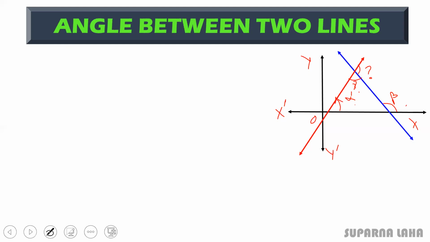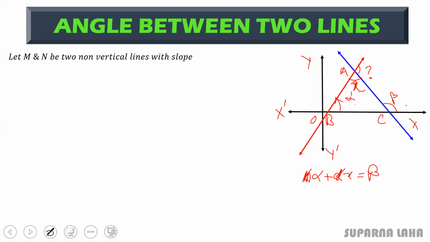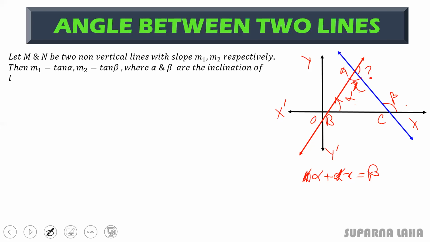If we take this angle as x, then according to the property of a triangle, you can write that angle alpha plus angle x equals this angle beta. Right, alpha plus x equals beta. So we will use this property of triangle and find the value of x. Here I am taking these two lines M and N. Definitely they are non-vertical lines. The slopes are given as m1, m2, that is, m1 is tan alpha and m2 is tan beta.